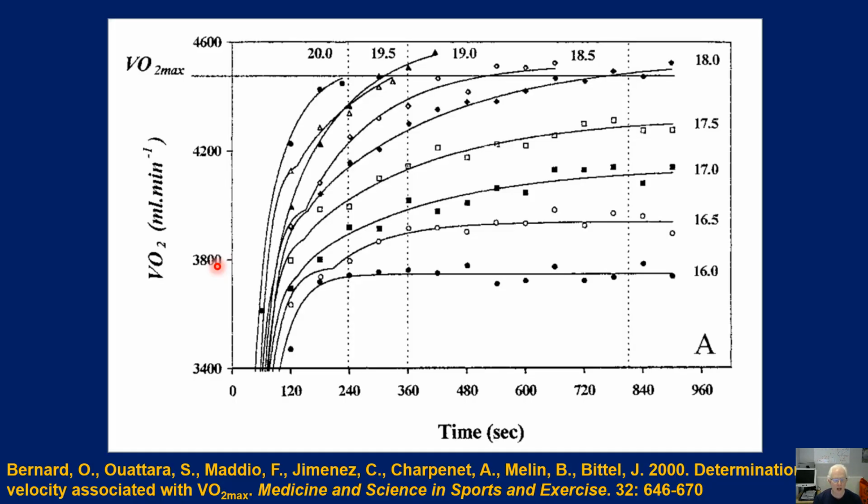So what Bernard has done is they've taken individuals, and this is basically one individual's data. This is average data. And what they've done is they've asked them to exercise at a range of different running speeds. And they've then recorded the VO2 response, in this case in millilitres per minute. And they've done this at speeds going up by half a kilometre an hour. These will be on separate visits and separate trials. But what we see is that the response does not look uniform.